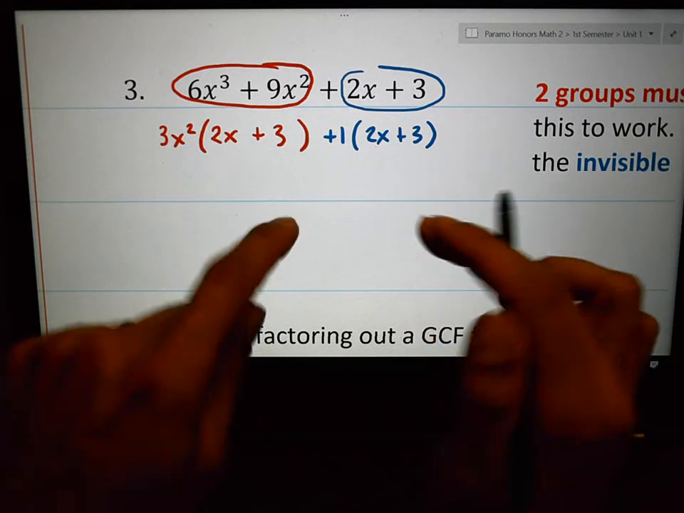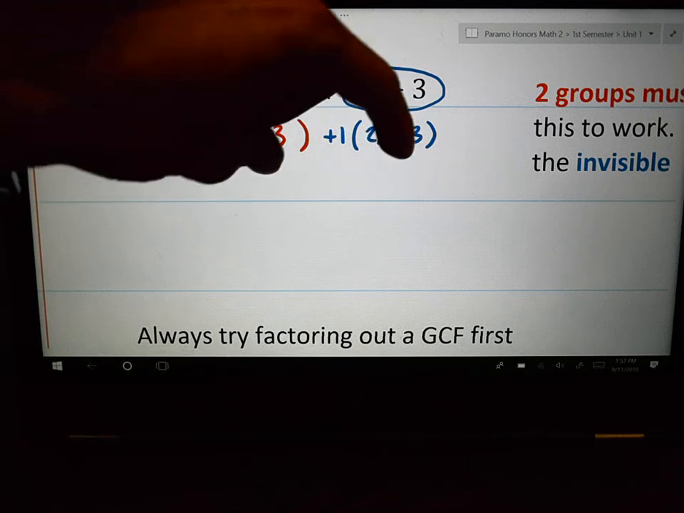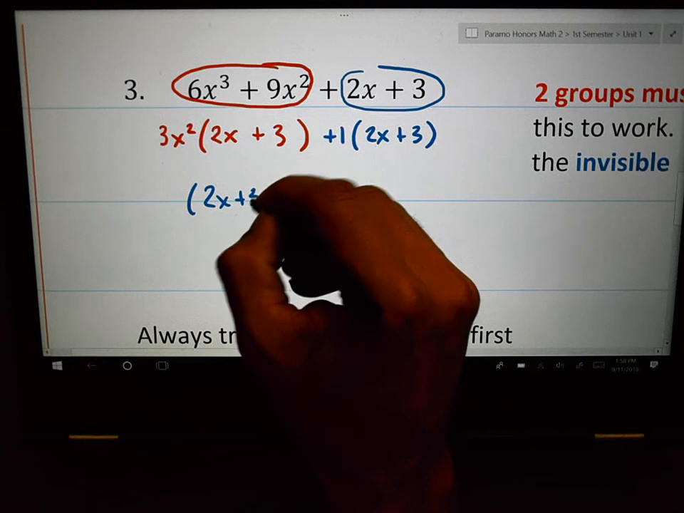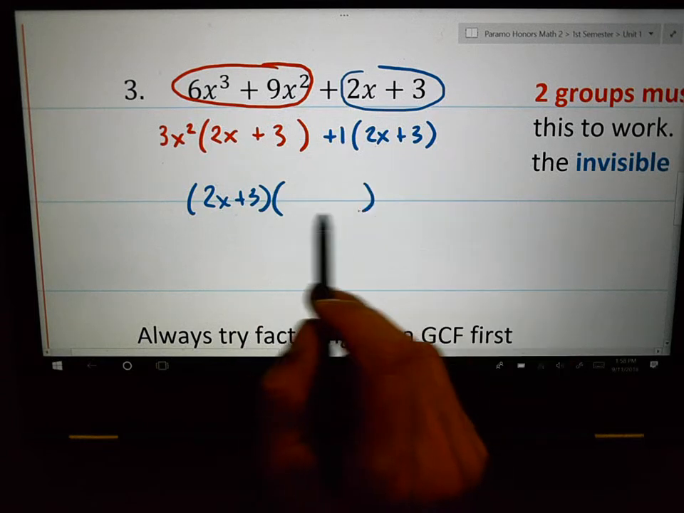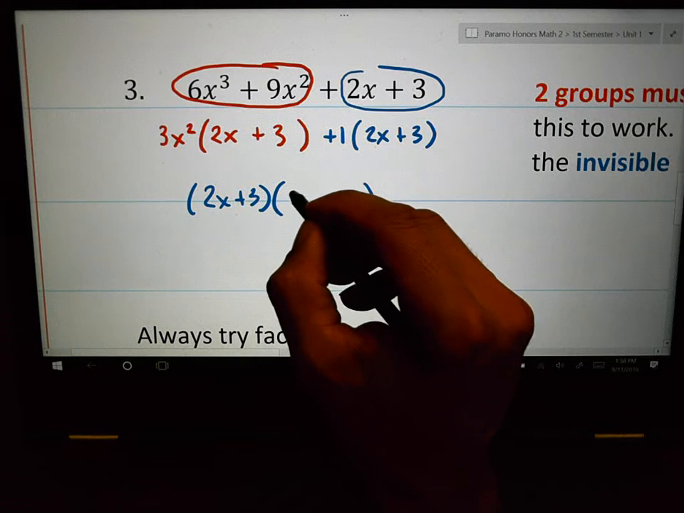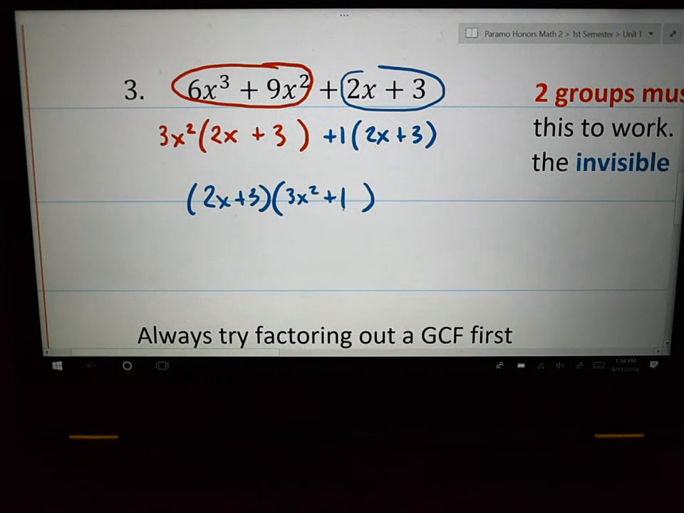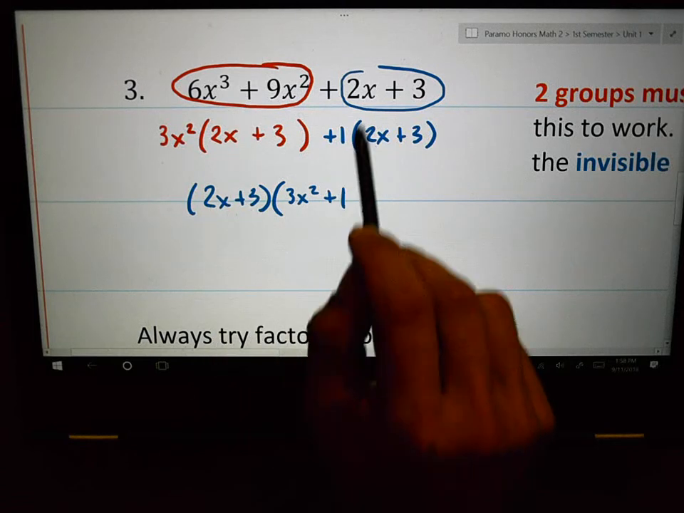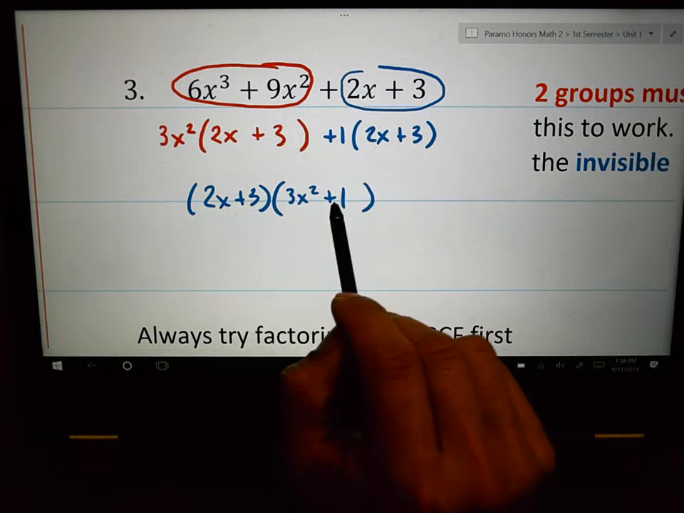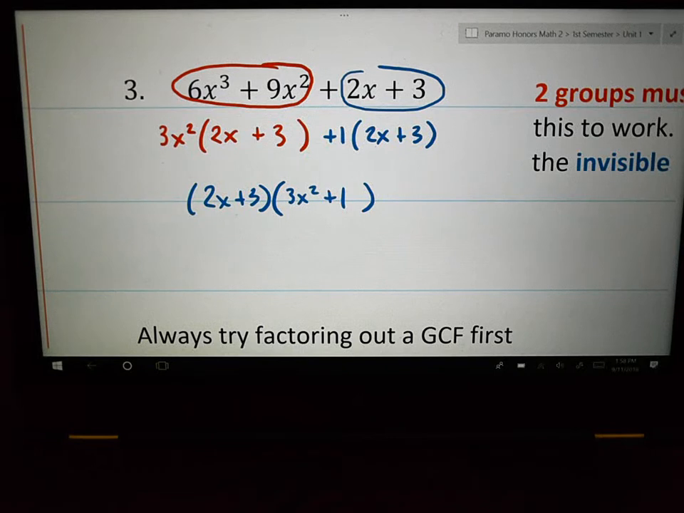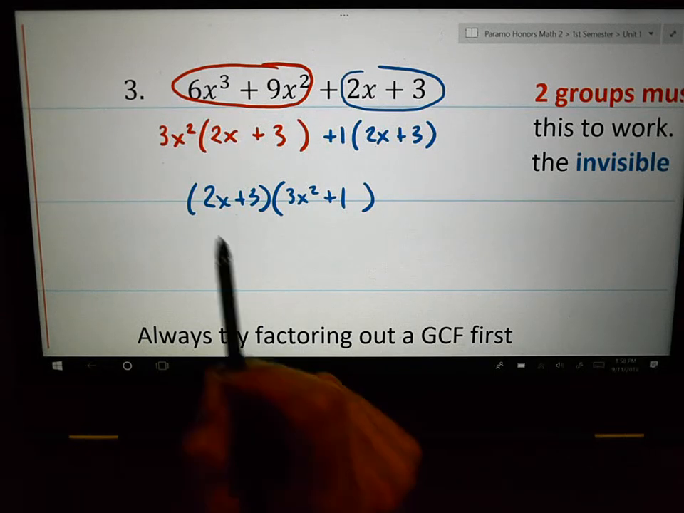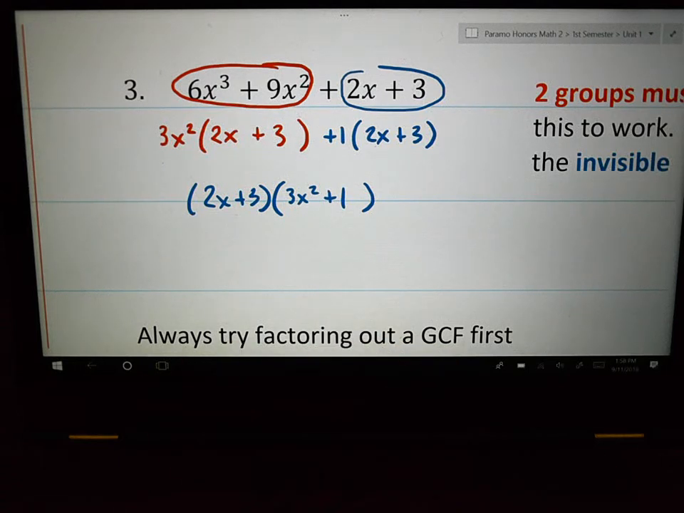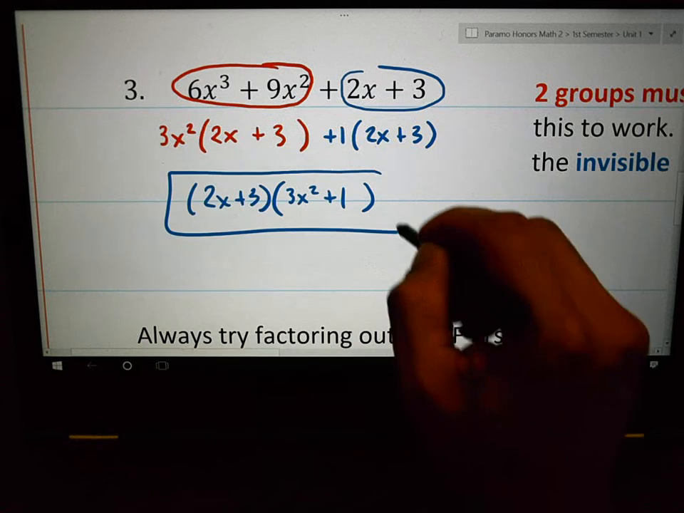If the two groups match, what we're going to do is pretend that these are the GCFs, and we're going to pull that out. That goes in one parenthesis. Do you know what goes in this parenthesis? You can check. This times this is that. This times this is that. This times this is that. This times this is that. And what you should always do at this point is ask, is there a GCF inside? Is there a difference of squares? If not, there's your final answer.